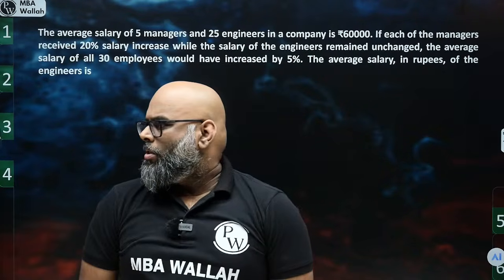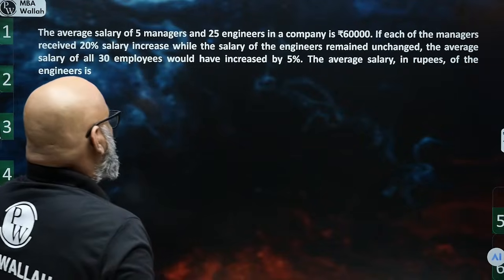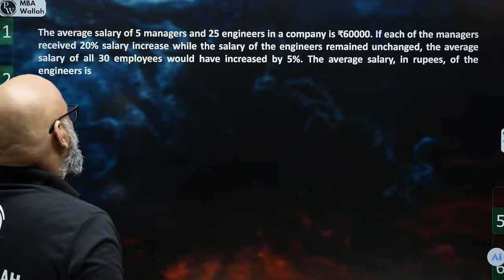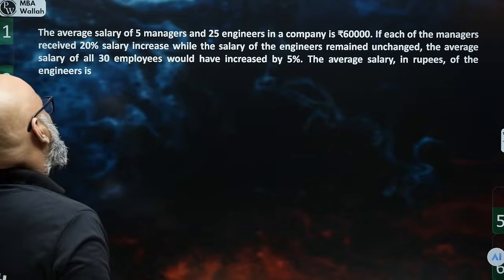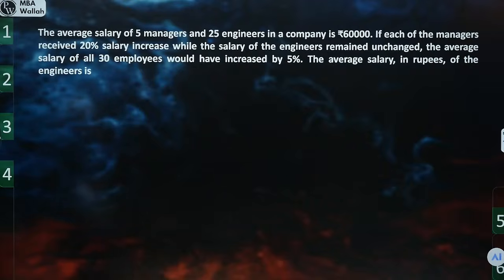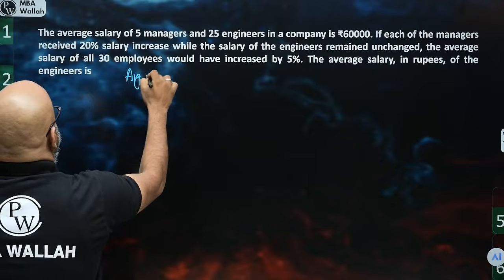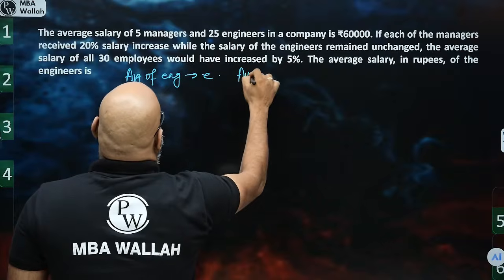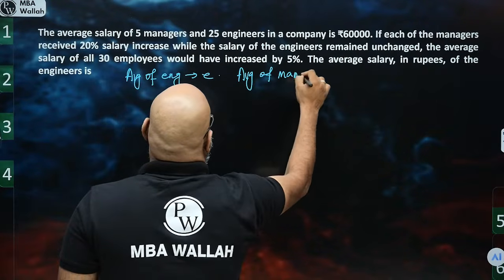Look at this one. It says the average salary of 5 managers and 25 engineers in a company is 60,000. Each of the managers received a 20% salary increase, while the salary of the engineers remained unchanged. The average salary of all 30 employees would have increased by 5%. The average salary in rupees of the engineers is, I'm going to say, average of engineers is E and average of managers is M.